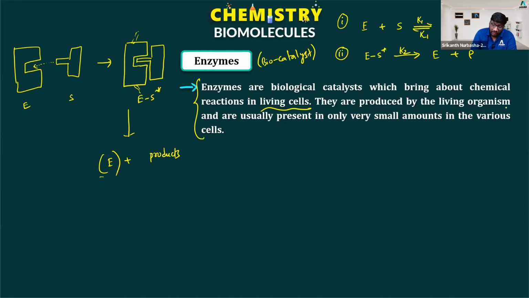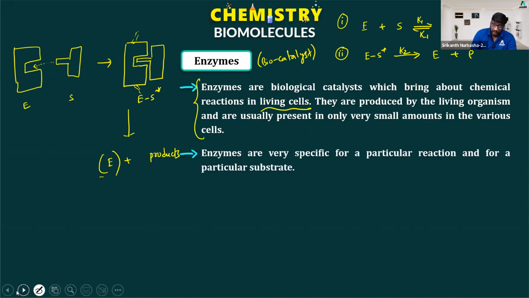They are produced by living organisms and are usually present in only very small quantities. Like one molecule of enzyme can convert 10 power 6 molecules, like 1 million molecules of substrate. Enzymes are very specific for a particular reaction at a particular substrate. If a particular enzyme is catalyzing a particular reaction, it won't be catalyzing any other reactions. They are very specific, and it can convert only one type of substrate.